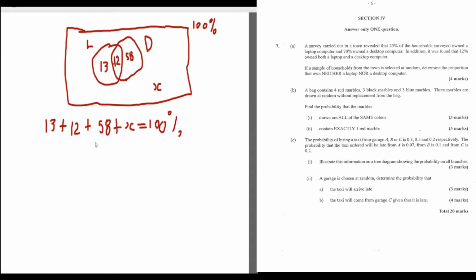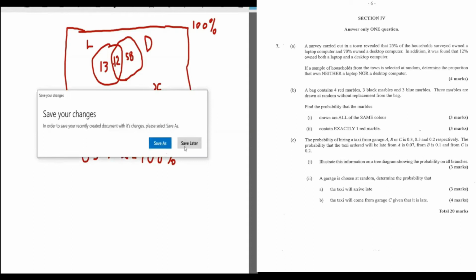Now, 58 and 12 is 70, plus 13. Let me check that with my calculator. I'm not as sharp as one time. That's 83. All of this is 83. And so 83 plus X is equal to 100%. That tells me that 17% is X.